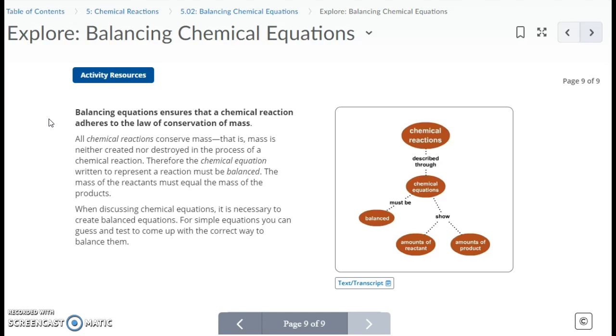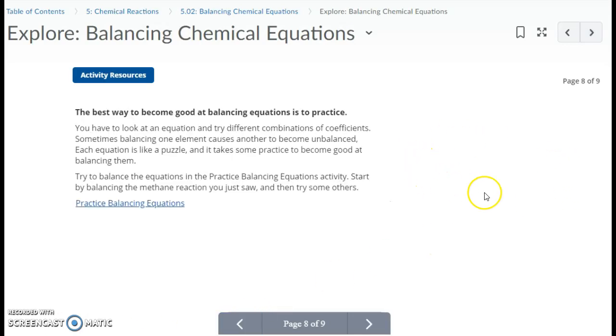When discussing chemical equations, it is necessary to create balanced equations. For example, you can guess and test to come up with the correct way to balance them, which is how they showed you, which I was like, no, that's terrible. But some of them, the more that you practice, you'll just be able to see how to balance them, but otherwise, give my method a try. If you go through all these on slide 8 and you're like, wow, I still need more practice, send me an email. I have more practice problems available for you.